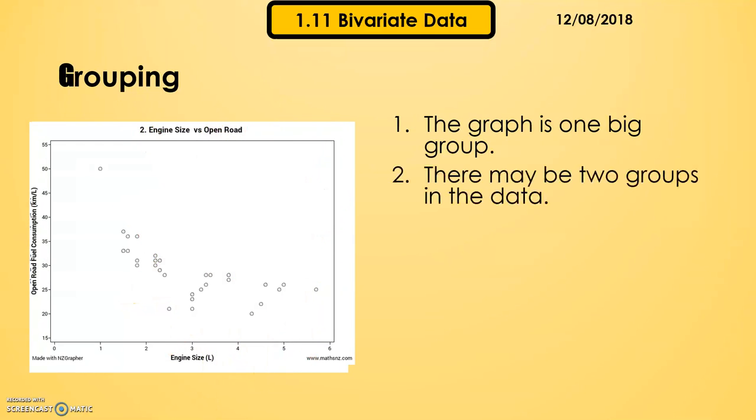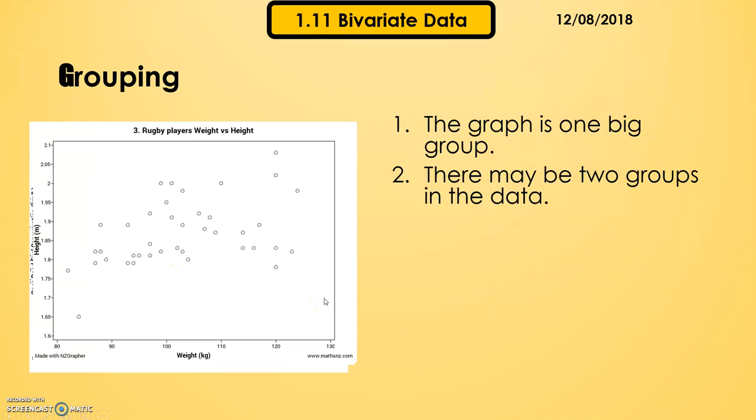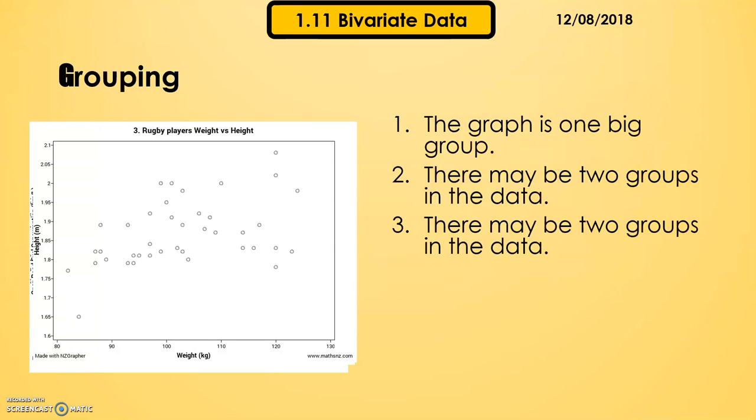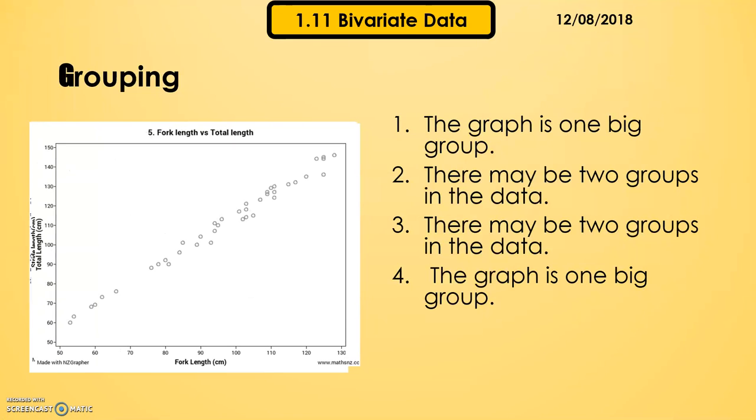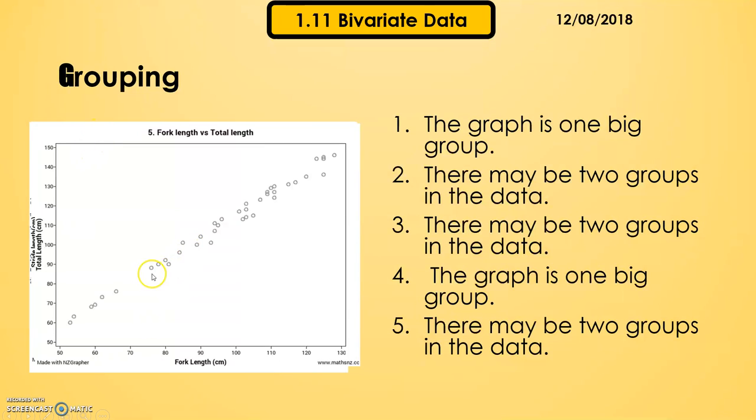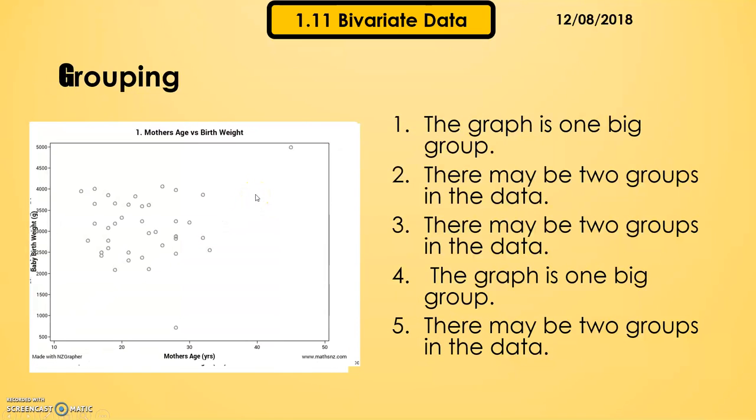Okay, question 2. There may be 2 groups here. So we're saying that that may be a group and that may be a group there, which sort of lends itself because it appears this one's coming down on this angle and this one's going on that angle. There may be 2 groups in there as well. So maybe around here and maybe here. One big group for marathon times, and there may be 2 groups for the sharks. We may have some smaller sharks down here and a bigger group up here. And the last one is one big group.